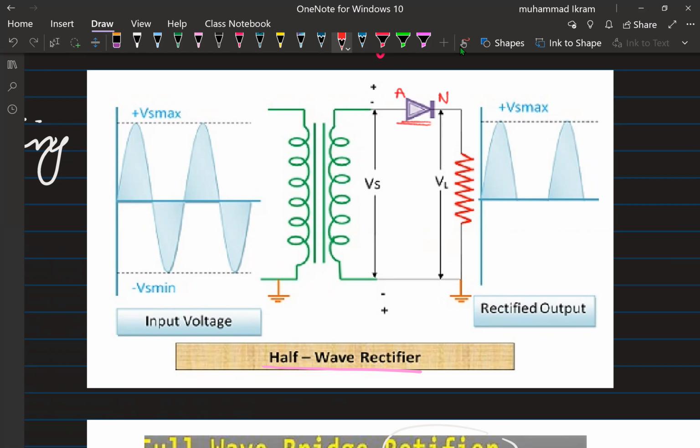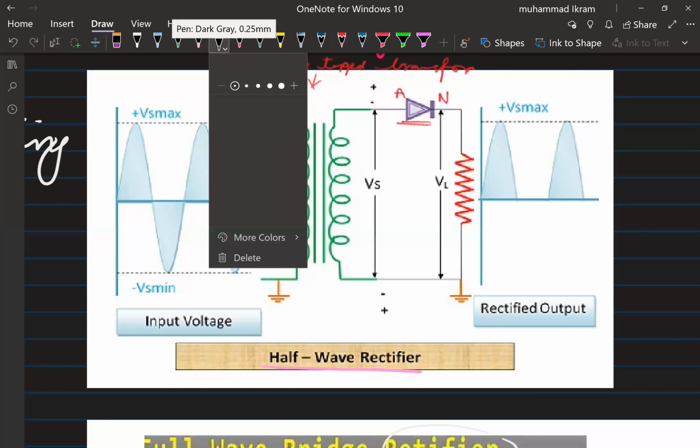Here we see that we have this arrangement which you see. This is known as the center tap transformer, as you see here.